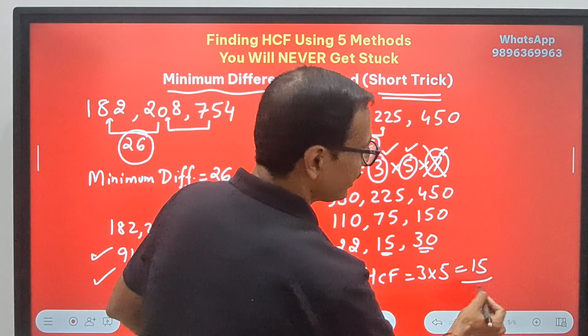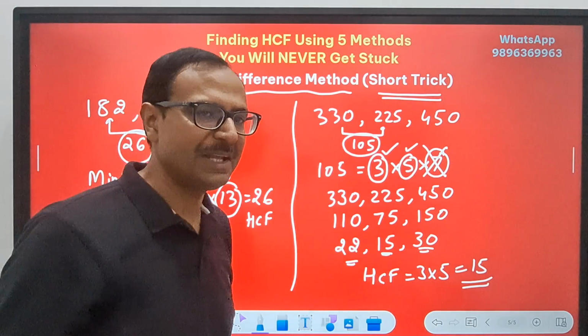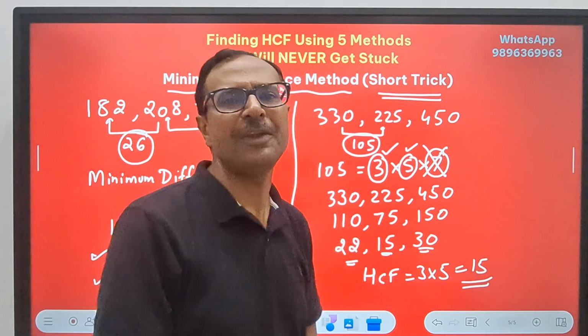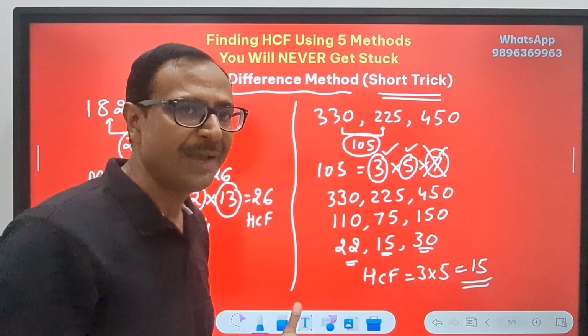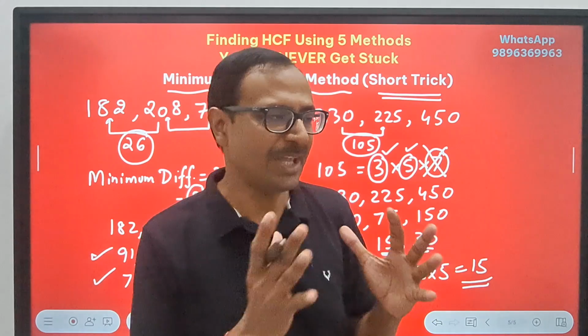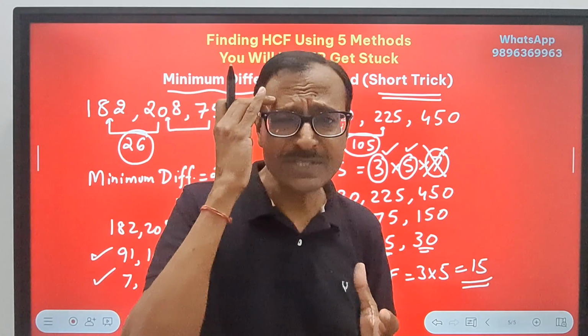Now, this is called the minimum difference method of finding the HCF. Amazing, right, friends? So many different things are there in mathematics to learn, and that is why the compilation of the short trick ebook. That's the thing which I focus on.